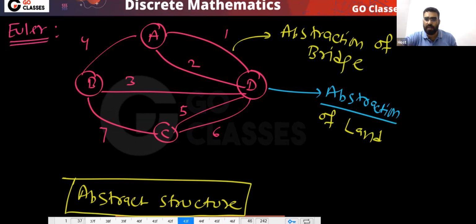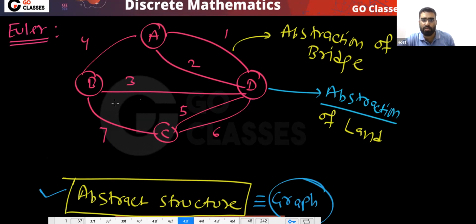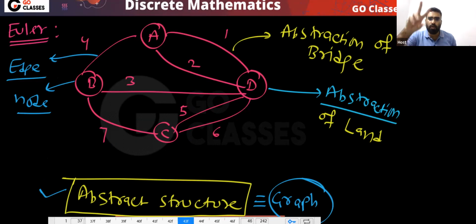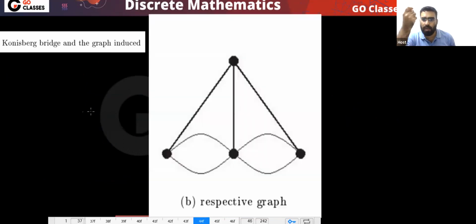So this abstract structure that Euler created is called a graph. A graph is an abstract structure. You can notice in this structure you have some nodes, and there is a line, which is your edge. Now for this graph, Euler proved something. We will study this Euler problem. Right now I will not tell you the proof, but after some time we will study the proof of what Euler did.